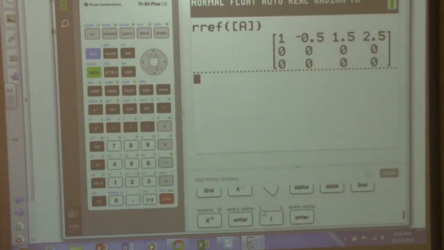As far as what this looks like when we did the matrices using the calculator, x equals 2.5 plus 0.5y minus 1.5z. So that's infinite solutions essentially.